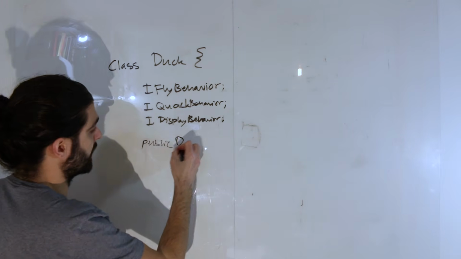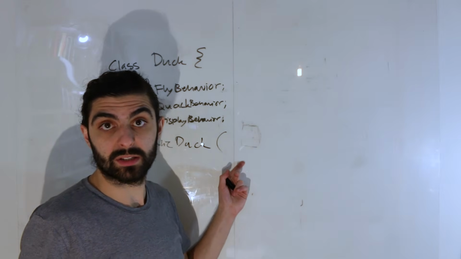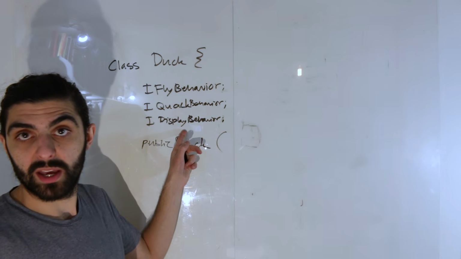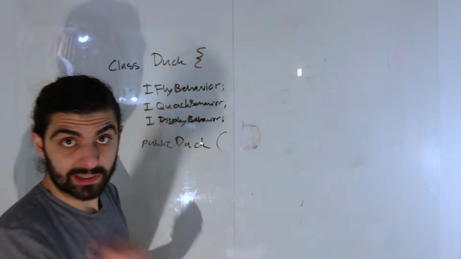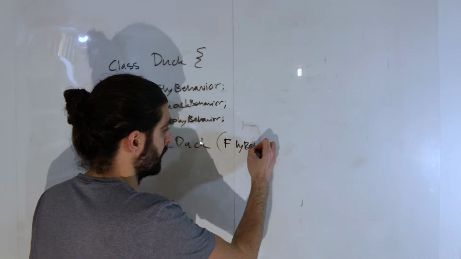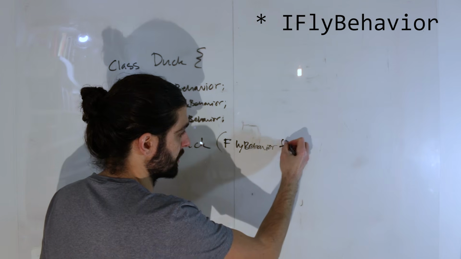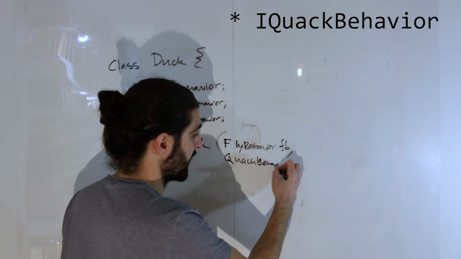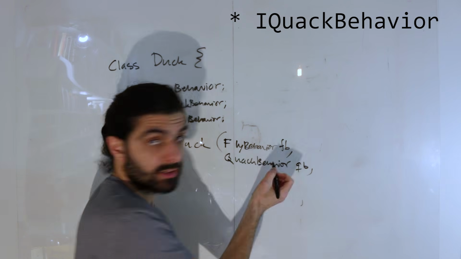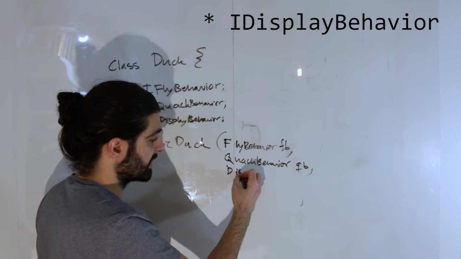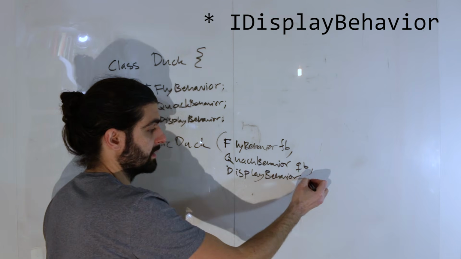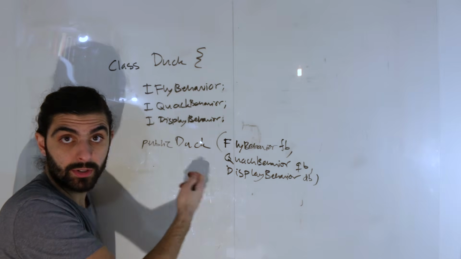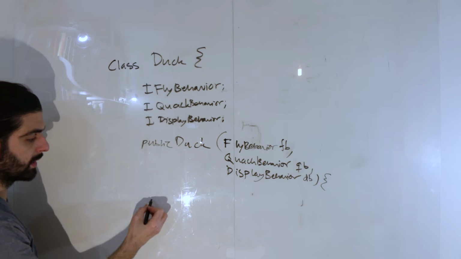constructor, public duck, and it takes some arguments. The question is what arguments? Well, we need a fly behavior, we need a quack behavior, and we need a display behavior. So let's just take those. So we'll take something of type fly behavior, and let me just call it FB to save space. And we'll take a quack behavior, and again just QB to save space, and a display behavior, calling it DB, and that's it. That's the constructor, the signature of the constructor. So let's open this up, and we'll close it here.